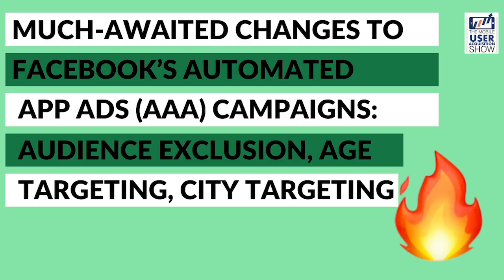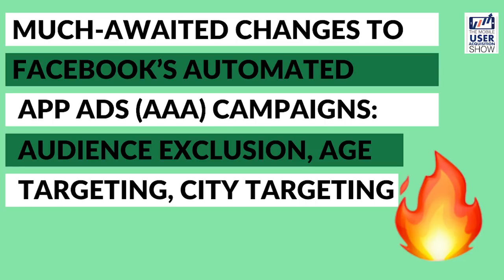Number 1, you can exclude users of specific age groups. Now, this is honestly a huge deal. A number of apps we work with found that AAA campaigns used to give a lot of users that are under 18, and there was just no way to exclude them. Obviously, a lot of these users are less likely to monetize for a number of apps.